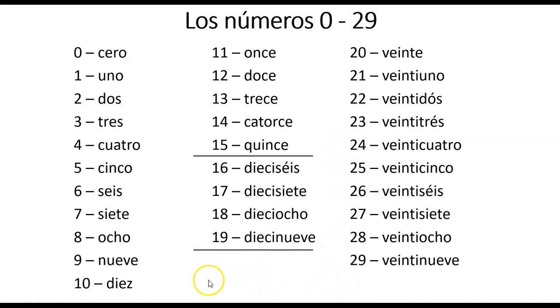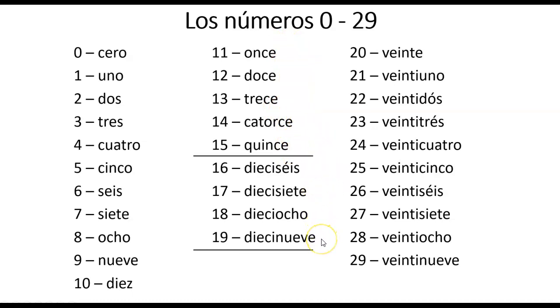So some things to help you remember. If you can remember 0 through 10, and I hope you paused the video and took notes, then you can remember the rest. 11 through 15 kind of looks similar to 1 through 5. However, they all end in ce to help you remember. 11, 12, 13, 14, 15.